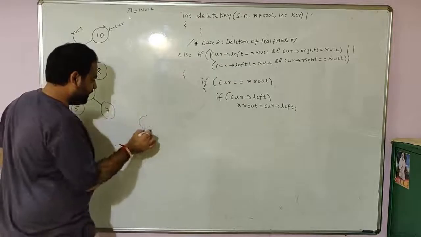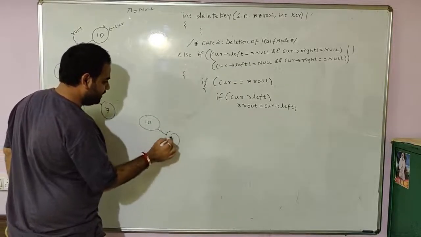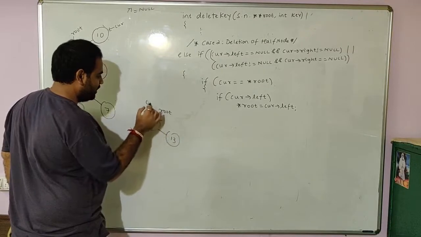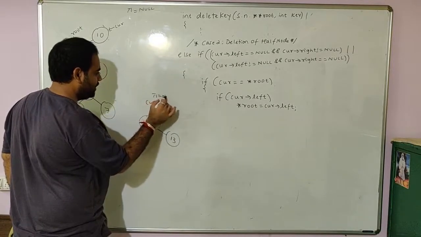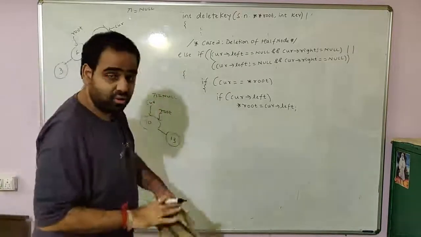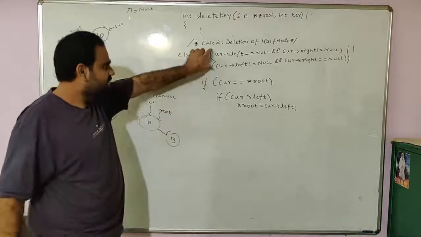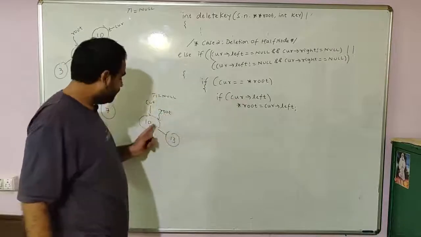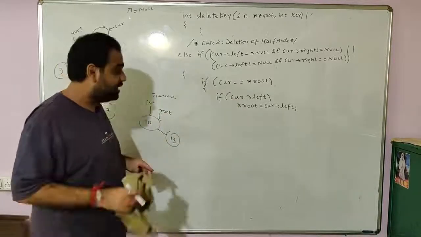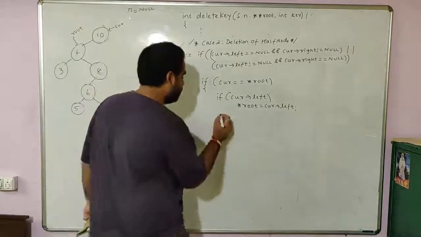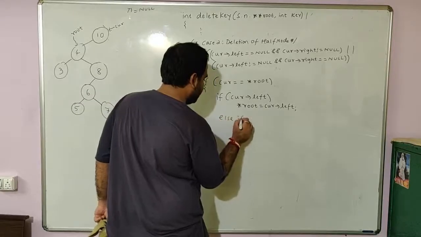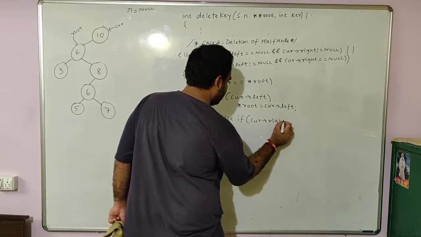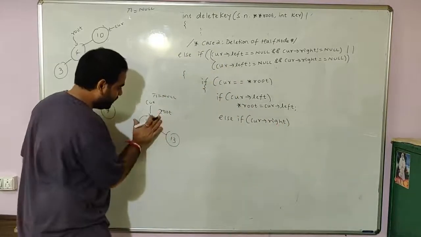Or the second thing might be this is 10 and there might be one data, 13. This is root and this is the current pointer. To begin with, the parent pointer is null. Now again I want to delete the root. Is it a half node? Yes. Is current equal to root? Yes. Is current arrow left not equal to null? No, current arrow left is null. That means current arrow right is not equal to null. Therefore, we write else if current arrow right not equal to null. Yes, current arrow right is not equal to null.